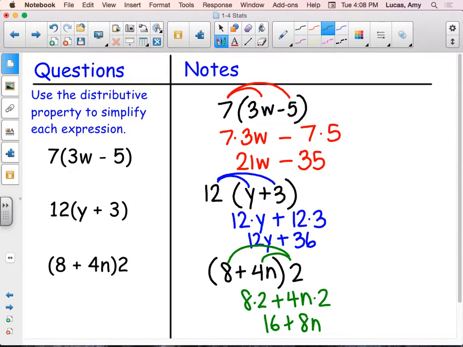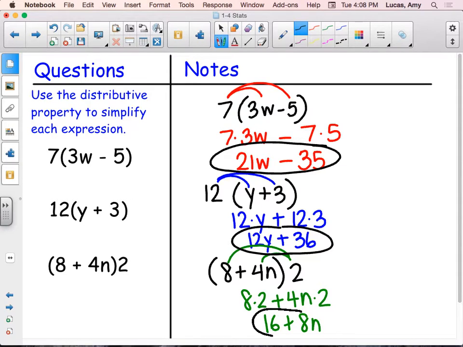Now these answers are simplified because the terms that are left are not like terms. They do not have the same variable part. So my 16 plus 8n down on the bottom does not mean 16 plus 8, which is 24. It doesn't mean 24 or 24n. Those are not like terms. They do not have the same variable part, so they cannot be combined.